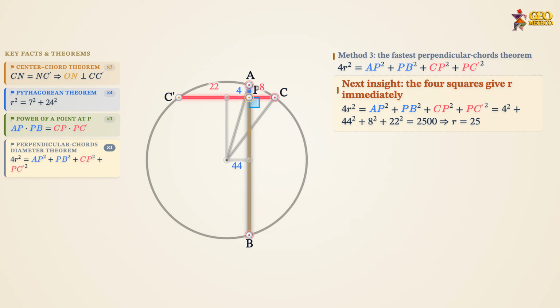Here is the next insight. The four squares give r immediately. Substitute segment AP equals 4, segment PB equals 44, segment CP equals 8, and segment PC' equals 22. Their squares add to 2,500. Thus, 4r squared is 2,500, r squared is 625, and r is 25 in one line.